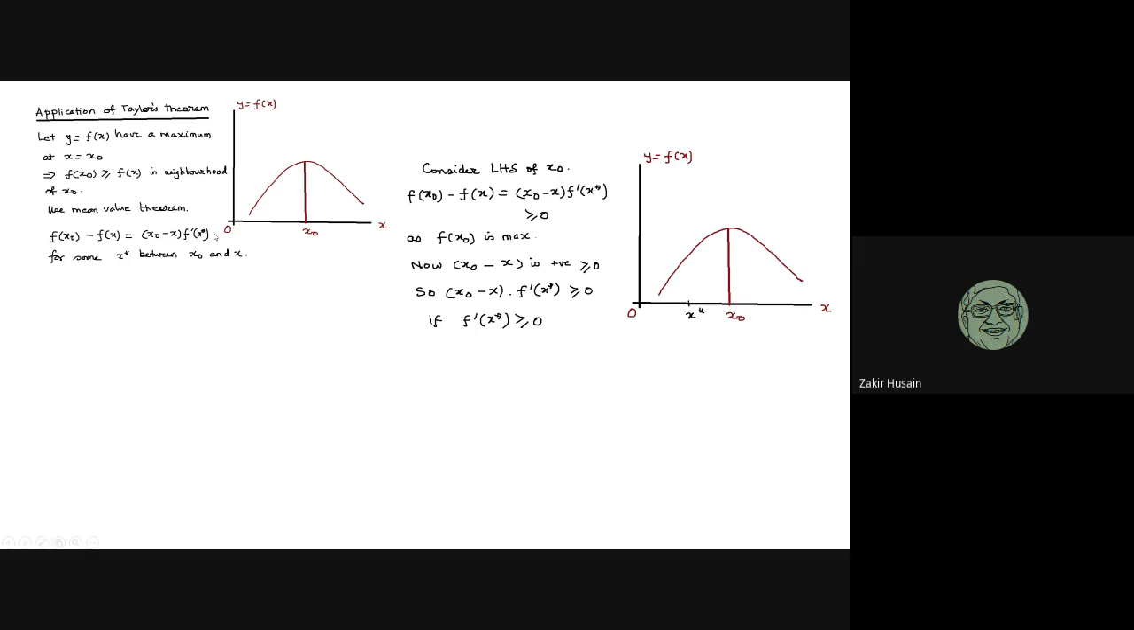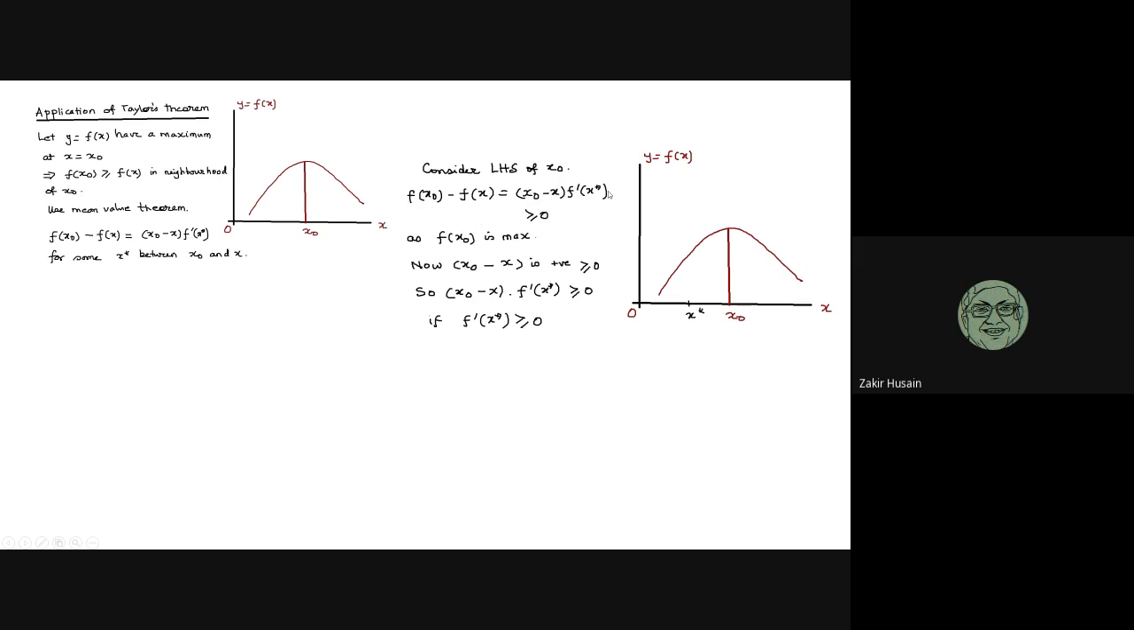Now, let us focus on the left-hand side. We are focusing on only this part. We take a point x star, which is to the left of x0. So we can rewrite the mean value theorem in this way: f of x0 minus f of x equal to (x0 minus x) f prime of x star. This should be, what is the value? Because x0 is the maximum, this should be greater than or equal to 0, right?